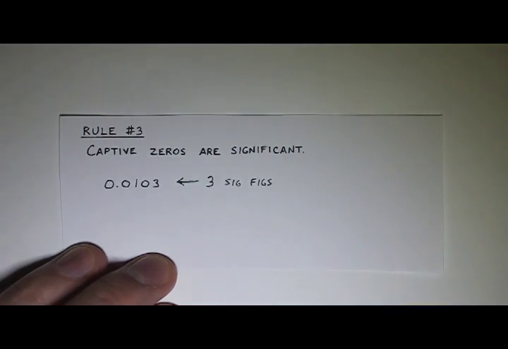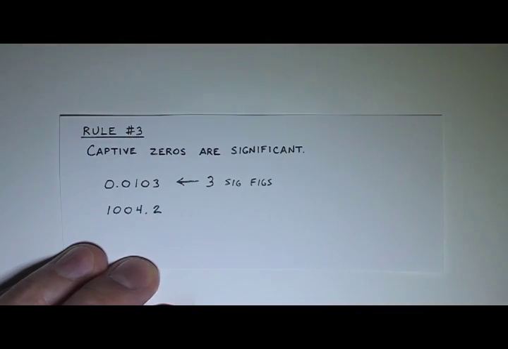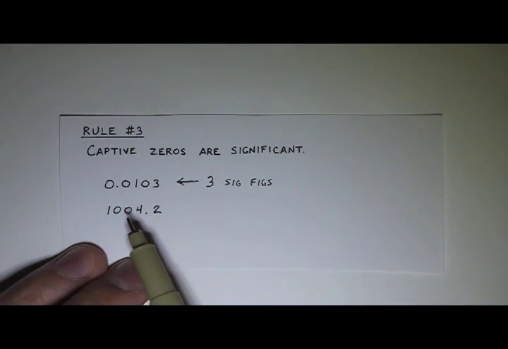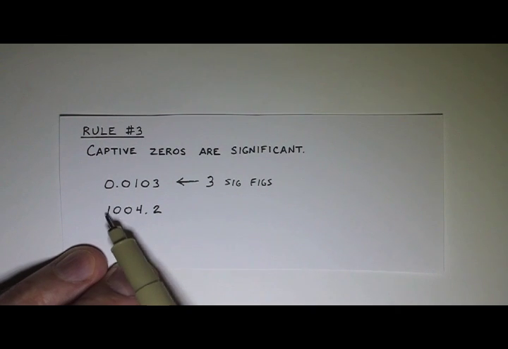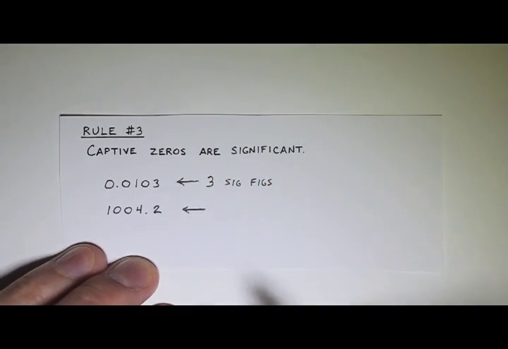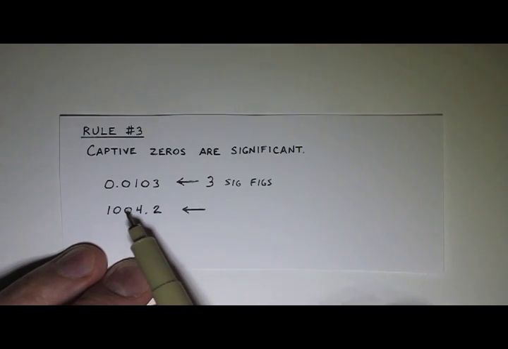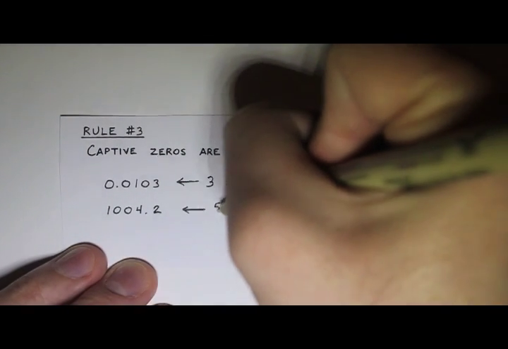Okay, another example. How about 1004.2? Okay, well, these zeros are sandwiched in between non-zero numbers, the 1 and the 4, so they count. They're significant figures. So in total, we have 1, 2, 3, 4, 5 sig figs here.